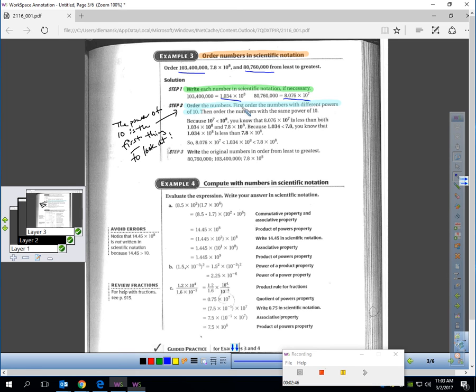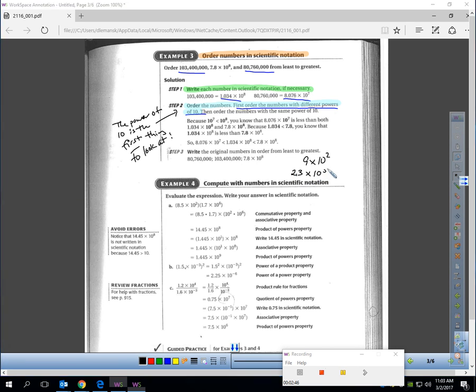Okay, next, order the numbers. Now, here's an important part. The power of 10 is the first thing to look at. First, order the numbers with different powers of 10. Now, you might be like, what do you mean? Here's what I mean. I've had people that have messed up the following. I'm going to pick something easy. Let's order 9 times 10 to the second and 2.3 times 10 to the fifth.